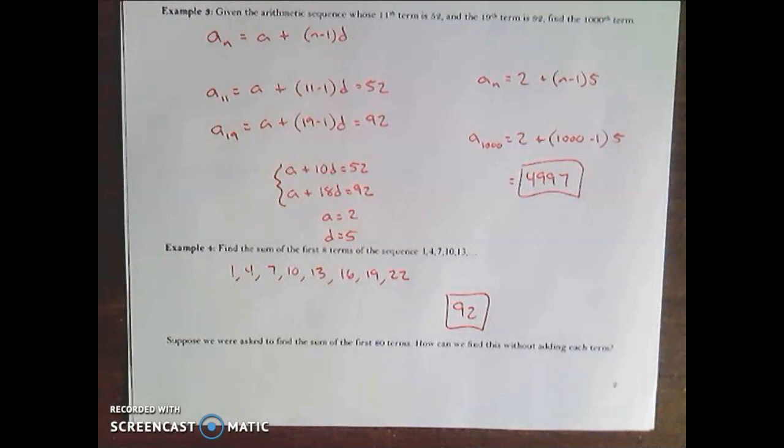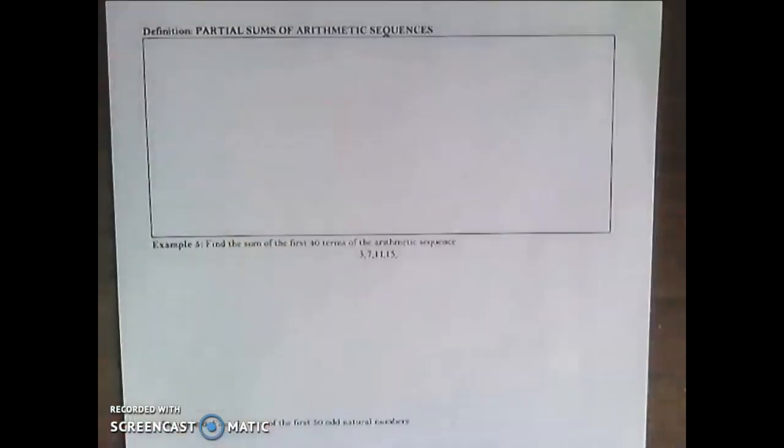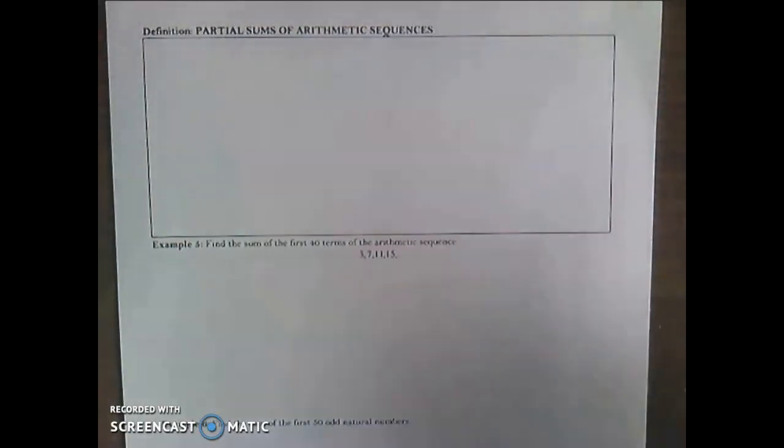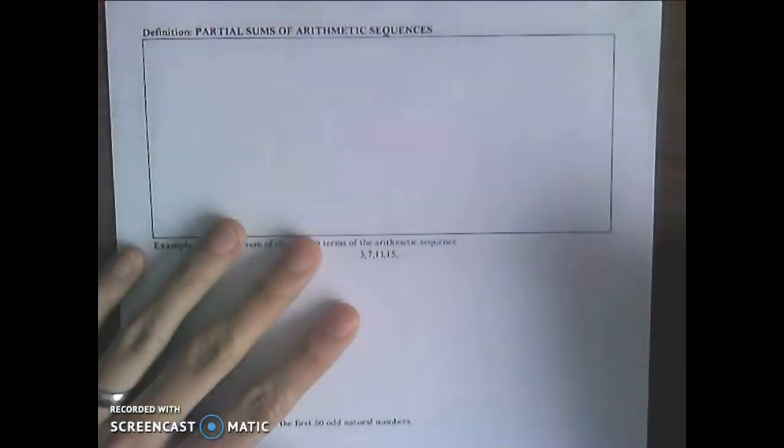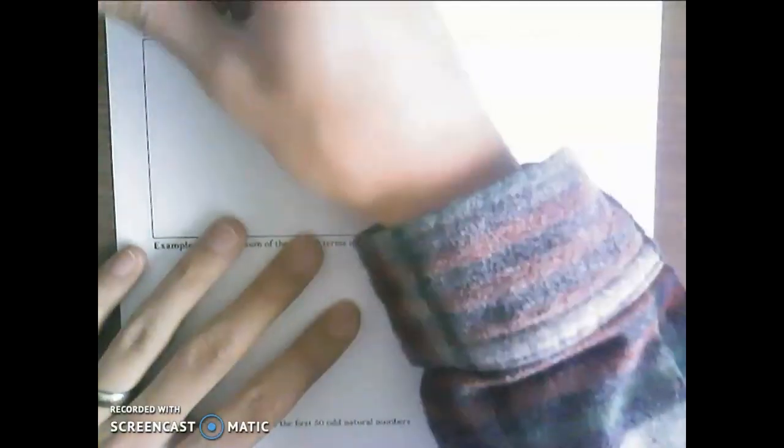Suppose I ask you to find the sum of the first 80 terms. This would be quite tedious to do by hand. So let's discover a way that we can use arithmetic sequences to find the sum of the first n terms. This brings us to partial sums of arithmetic sequences. So it follows pretty similarly to our understanding of partial sums right now. Let's define what a partial sum for an arithmetic sequence is.